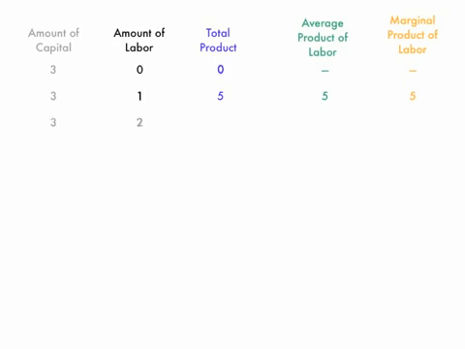Again, amount of capital is 3, labor is 2, total product is 18. Average product is 18 divided by 2, which is 9. Marginal product of labor is 18 minus 5, divided by 2 minus 1. And that, of course, if you did the math, would equal 13.